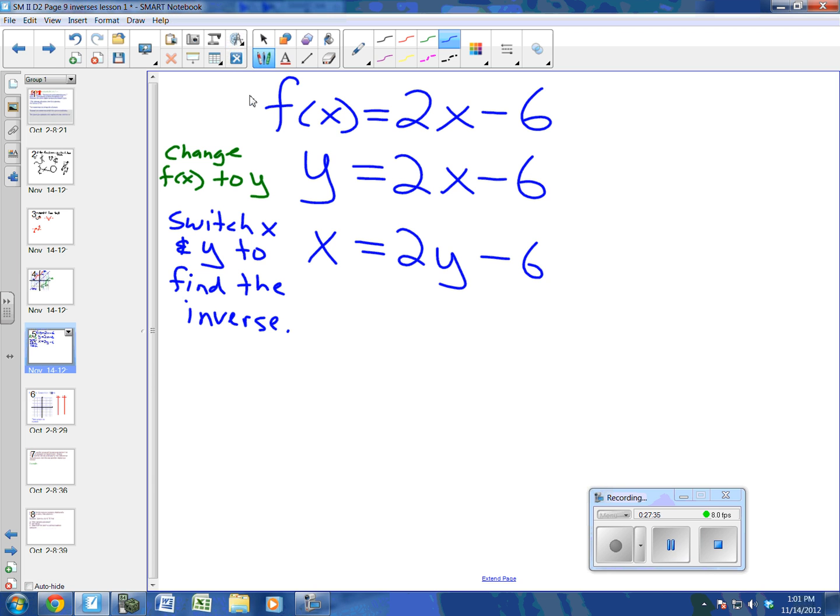That's step number 2. Okay? We've actually found the inverse now, but to graph it, what do we have to do? Yeah, we have to solve for y. So the next thing we're going to do is solve for y. If I'm going to solve this for y, what's the first step?